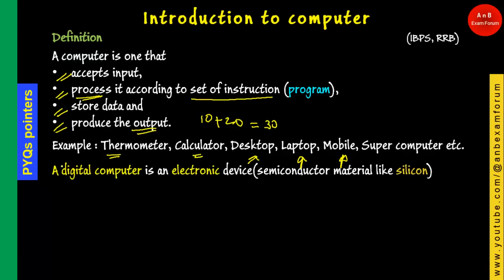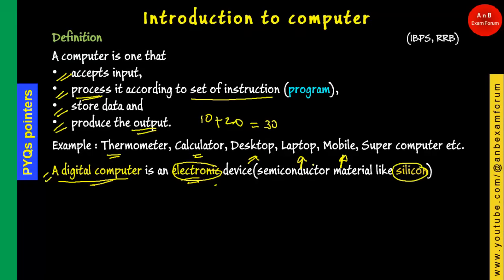the other pointer is that if you talk about a digital computer, okay, it is a computer which is basically an electronic device. So whenever you see this word electronics, okay, remember it has some semiconductor material, mostly silicon.